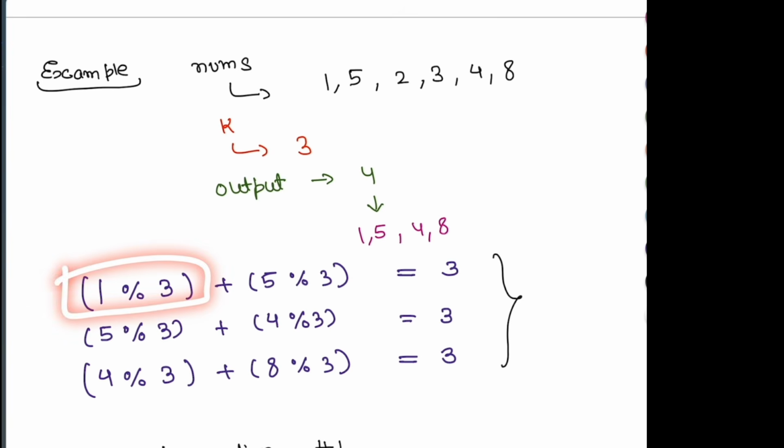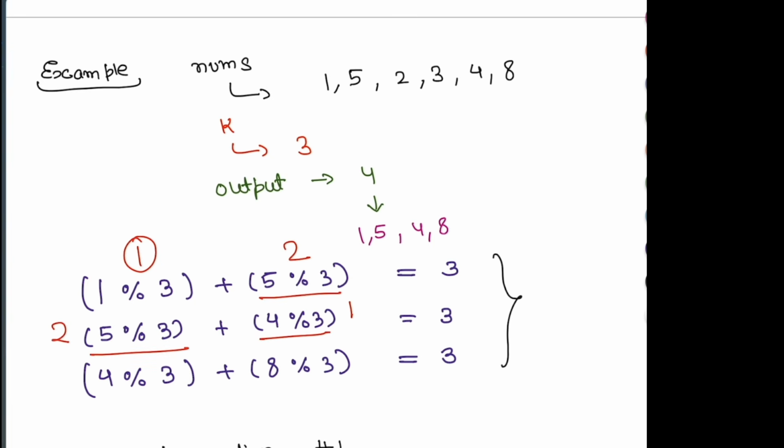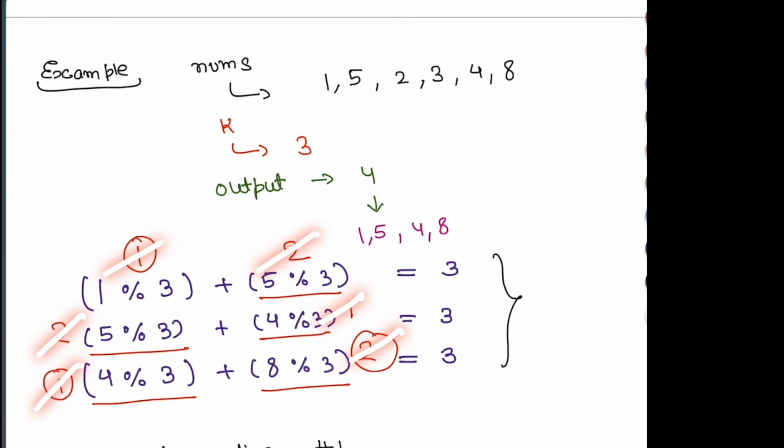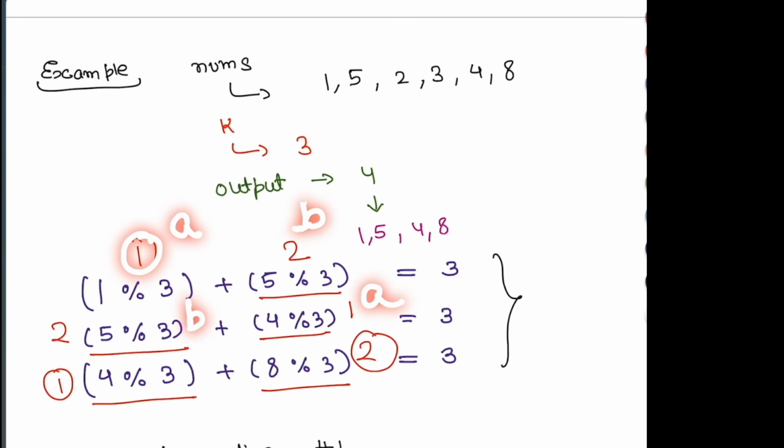1 mod 3 is equal to 1, right? Then 5 mod 3 is equal to 2. In the second equation, we have 5 mod 3 equal to 2, 4 mod 3 equal to 1. Then in the third equation, we have 4 mod 3 equal to 1 and 8 mod 3 equal to 2, right? Here, if you try to notice, you will see a pattern: the mod values are 1, 2, 2, 1, 1, 2. If we have more numbers, the next pattern will be 2, 1. So basically the pattern is 1, 2, then 2, 1, then 1, 2, then 2, 1. That is, let us say the first mod value is A, then the second mod value will be B. Then in the next equation, the first mod value is going to be B, and the next mod value is going to be A, right?